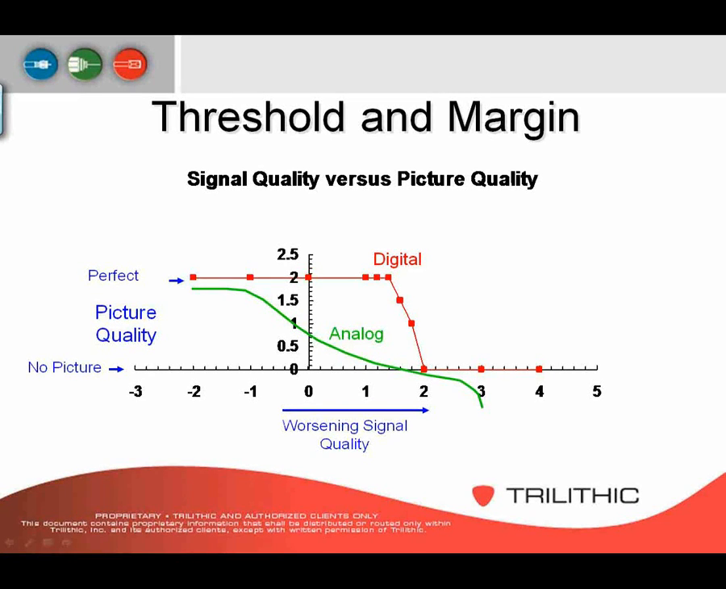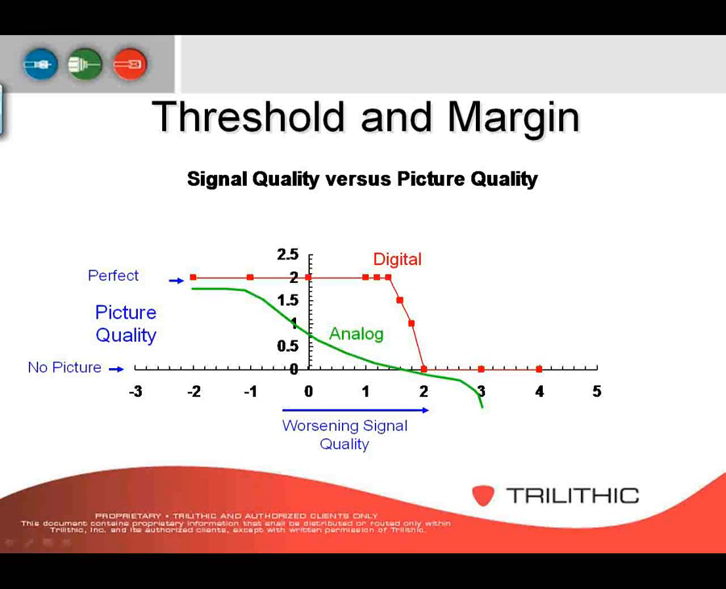So this shows you what your picture quality is, and how it can look good, and then all of a sudden it drops out. If you look at the red lines going across, well, first of all, let's talk about the axes. The bottom axis, going horizontal, is the signal quality, getting to the point of no picture.